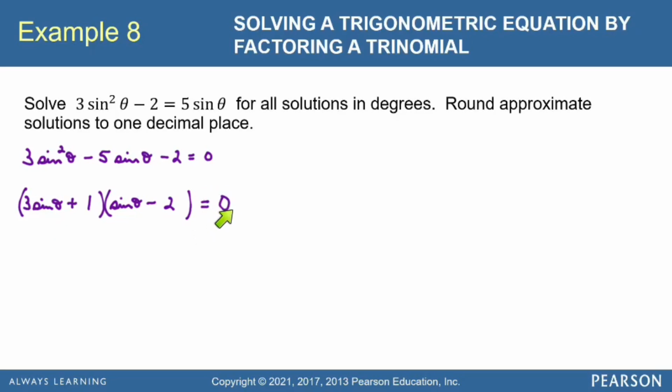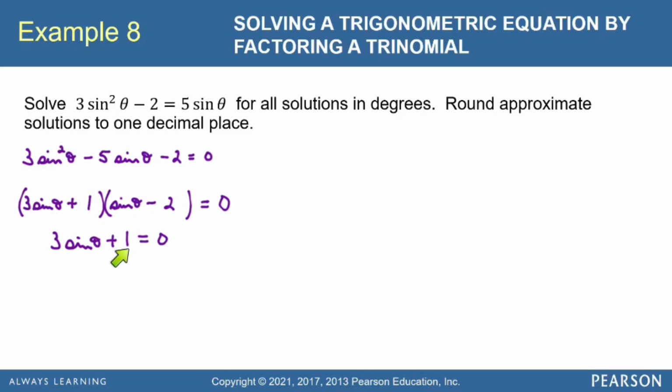Notice here I've got my equals 0 right here, because you don't want to lose the equals 0, because now we need to be able to say, since this factor times this factor equals 0, one of the factors must be 0. So we have to find what values of theta cause each factor to equal 0. Either 3 sine theta plus 1 equals 0, or sine theta minus 2 equals 0, but we'll handle that in just a minute.